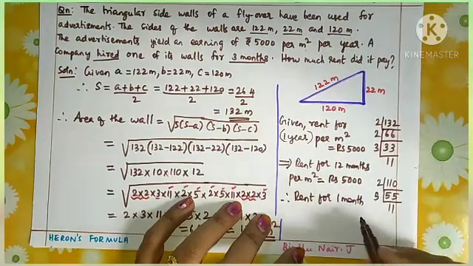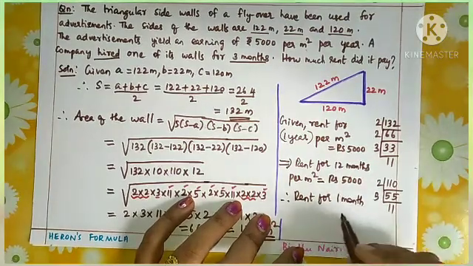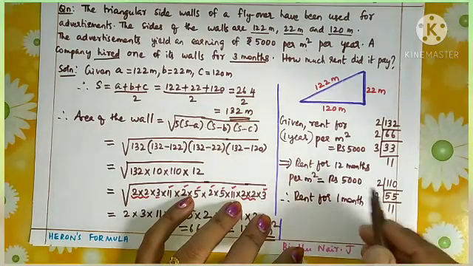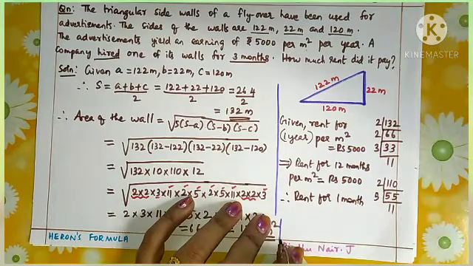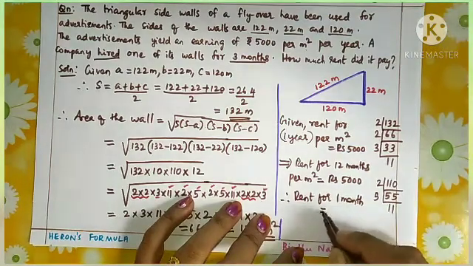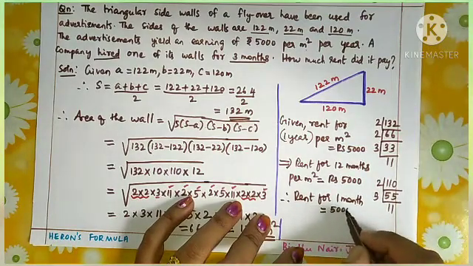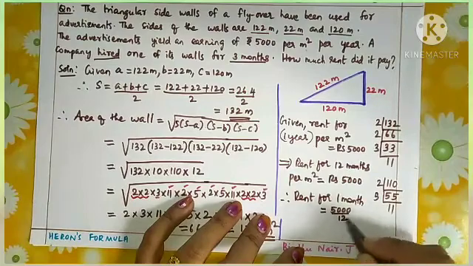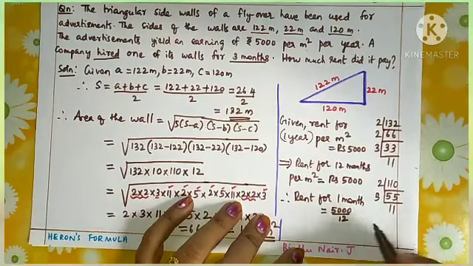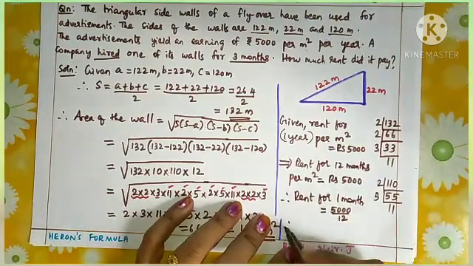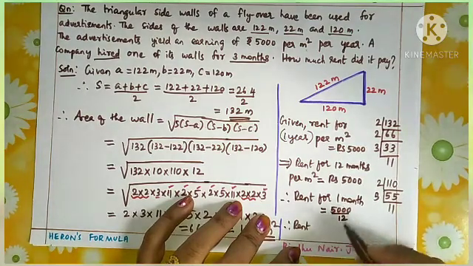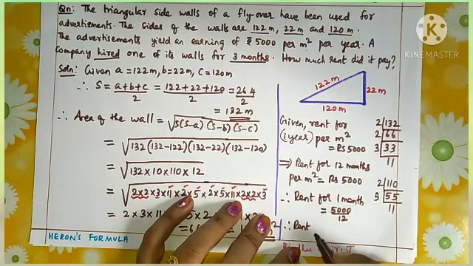Why we are finding 1 month? Because we need to find for 3 months. So before finding for 3 months, you want to find for 1 month. Okay, so 1 month is equal to 5000 divided by 12. Okay, yes. So this is the rent for 1 month. Okay, so from this, therefore, I am not calculating here because next step we will do the simplification.